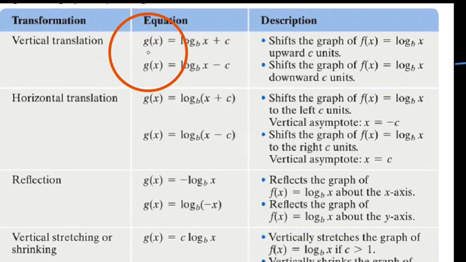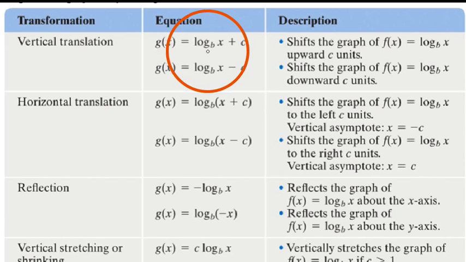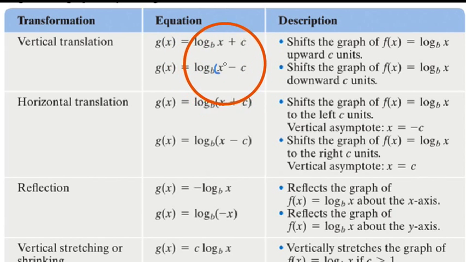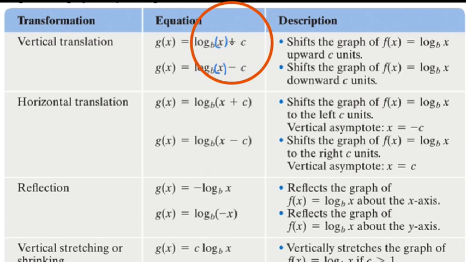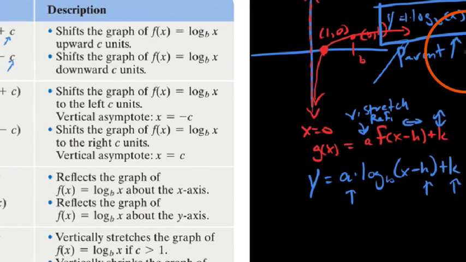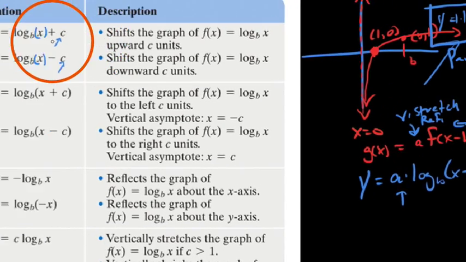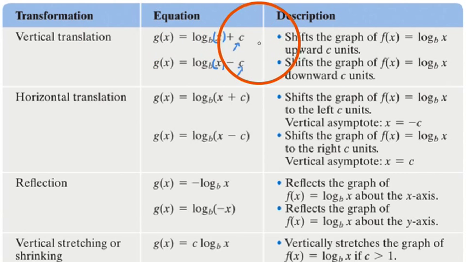And so in this table over here, what you see is that we have log base b of x plus c or minus c. What I want you to understand is that this plus c is on the outside of our function. This is what I'm referring to as the k value, or this loose constant on the right side. And that, of course, is our vertical shift. If it's plus c, it's going to go upward c units. If it's minus c, it's going to go downward c units.